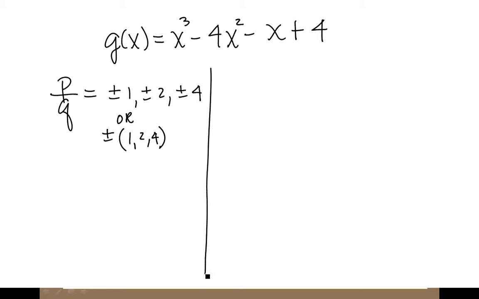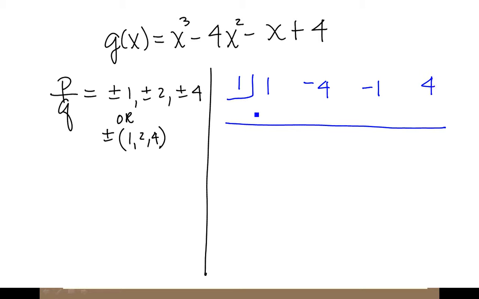Alright, so I'm going to test some of these out. Now, how would you test to make sure that one of these works? I like using synthetic division. So let's try positive 1 maybe. And I'm going to put the coefficients of this function. So 1, because that coefficient is 1, negative 4. Then what is this here? That's a negative 1 and a 4.